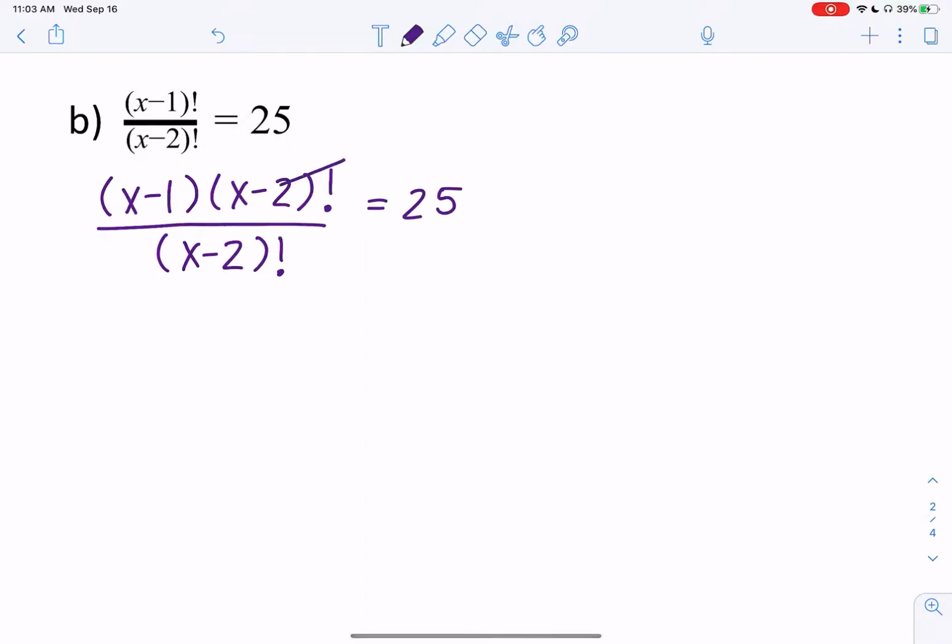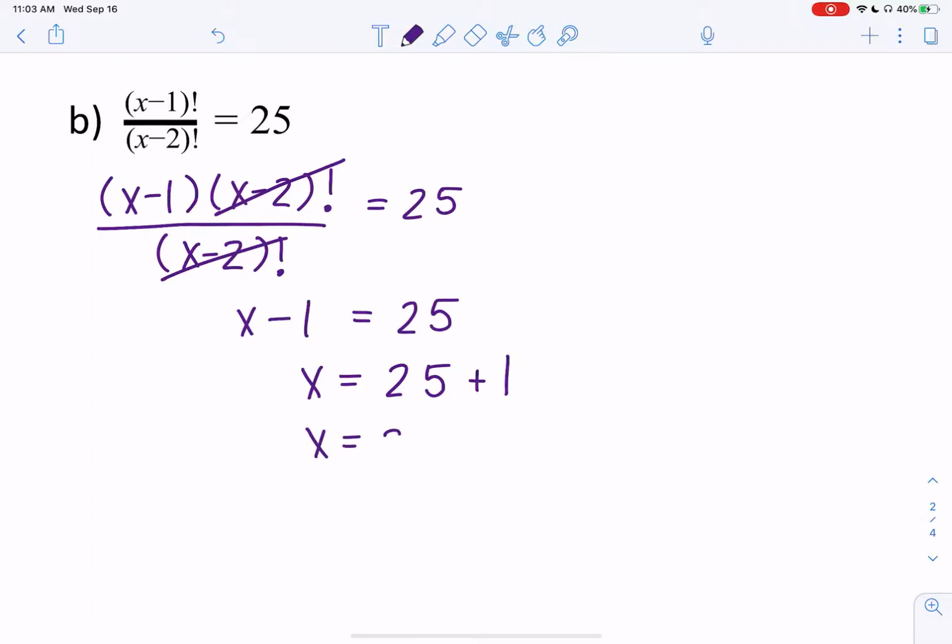Next, I'm just going to cancel those factorials because I have a matching one in the numerator and in the denominator. And so now I have x minus 1 equals 25. And let's get x all by itself. So we move that 1 over. x equals 25 plus 1. And we get x equals 26. And that's our final answer.